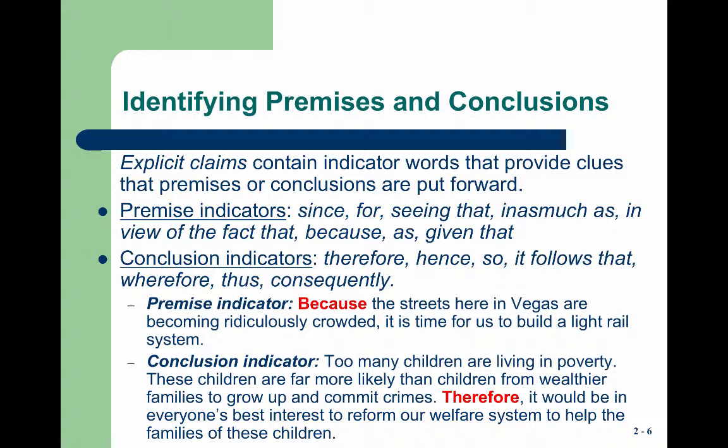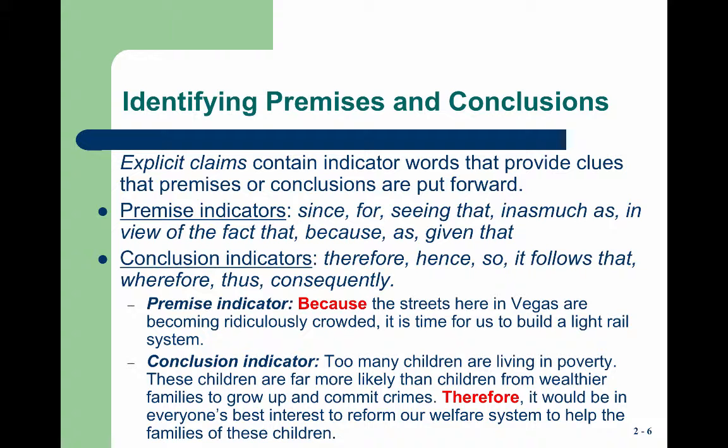The second half of the sentence, it is time for us to build a light rail system, is the conclusion. The second one is a paragraph, but it's still a complete argument. The indicator word indicates the conclusion, the word therefore. Therefore, it would be in everyone's best interest to reform our welfare system to help the families of these children. So the other sentences in here are likely premises.